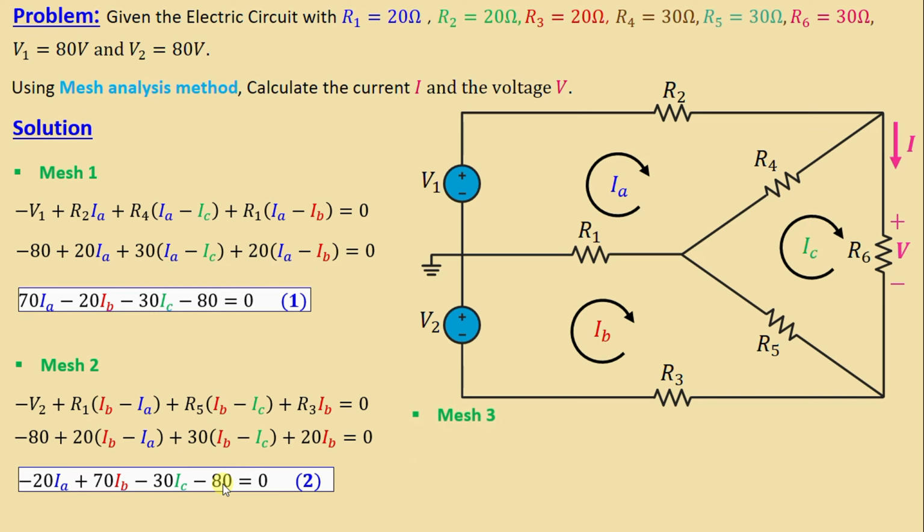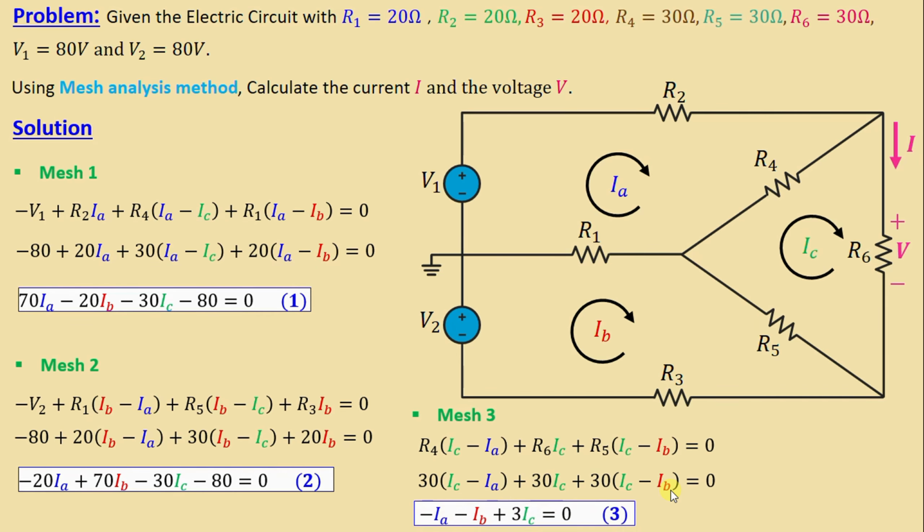By applying KVL in mesh 3, we can write R4 (IC minus IA) plus R6 IC plus R5 (IC minus IB) is equal to 0. By replacing the resistors with their numerical values, we obtain 30 (IC minus IA) plus 30 IC plus 30 (IC minus IB) is equal to 0. If we continue simplifying this equation, we obtain negative IA minus IB plus 3 IC is equal to 0.